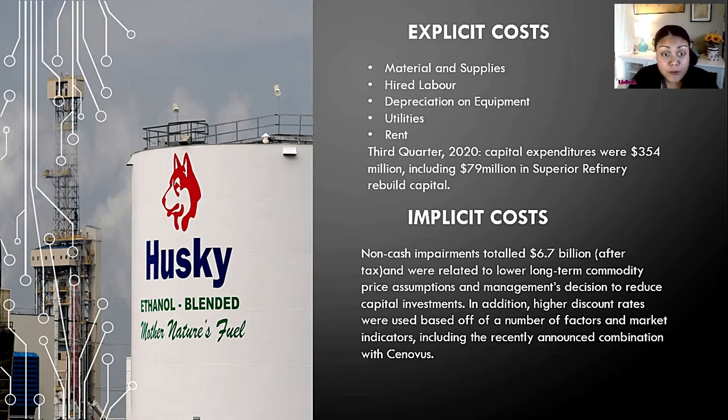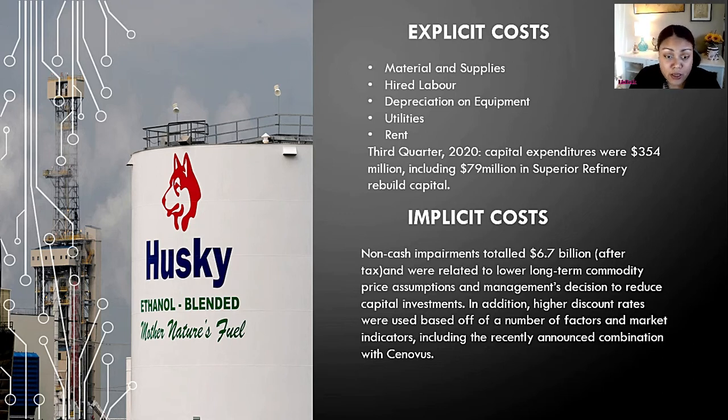Usually the explicit costs of a company involve the costs paid to non-owners. For Husky, we can define as explicit costs the following: materials and supplies, hired labor, depreciation on equipment, utilities, rent. Also, for the third quarter of 2020, the capital expenditures were $354 million, including $79 million in Superior Refinery rebuild capital.